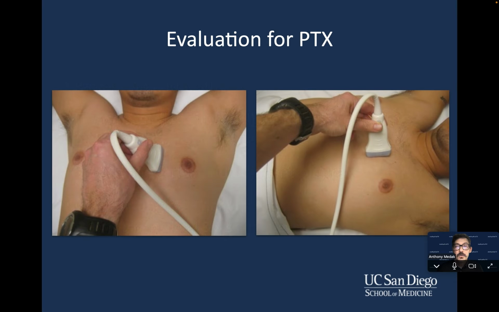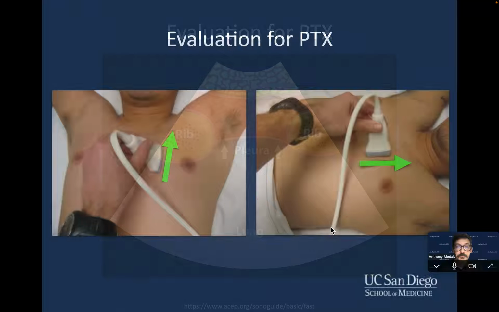So this is how you would orient the probe. You're going to place the probe just off the midline, in kind of the mid-clavicular line. You want the probe orientation marker to be pointed towards the patient's head. In this instance, we're using the high-frequency linear transducer because it gives much better anatomic detail.